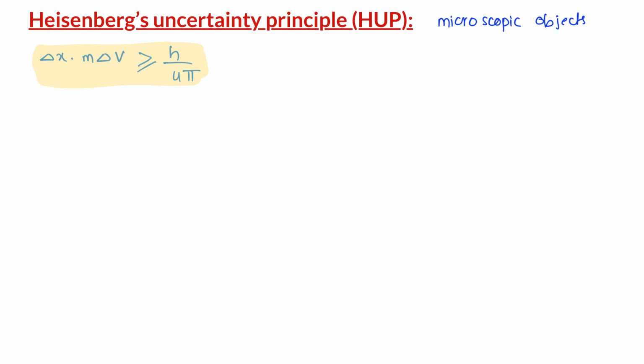Now, let us do a similar kind of calculation for microscopic objects such as an electron. For microscopic objects like the electron, the big difference is its mass. The mass is an extremely small number. For an electron, this number is equal to 9.11 times 10 to the negative 31 kilograms. Heisenberg's equation is delta x times m delta v greater than or equal to h over 4 pi.